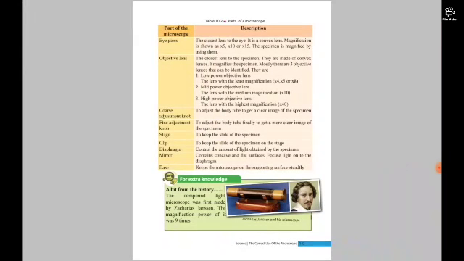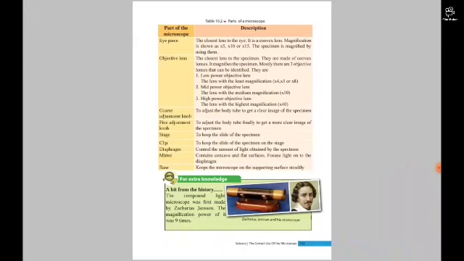Mostly there are three objective lenses: low power, mid power and high power objective lenses. Low power objective lenses have magnification of about 4 times, 5 times, 8 times. Mid power objective lenses have medium magnification like 10 times. High power objective lenses have the highest magnification, 40 times.